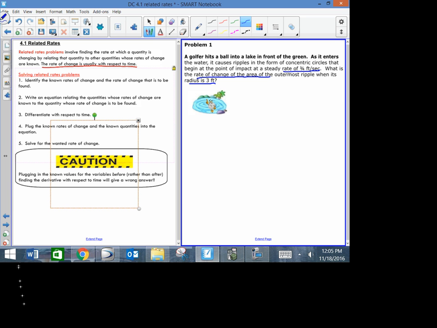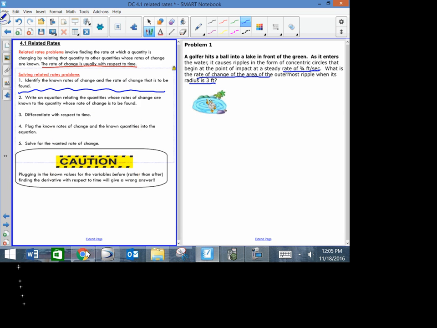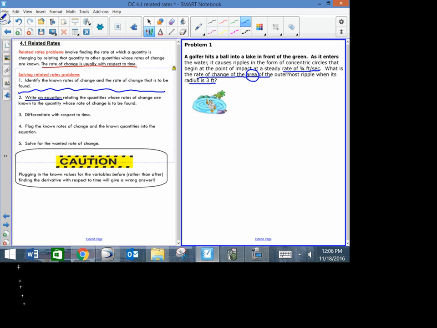Okay, so we are to identify the known rates of change and the rate of change that is to be found, and write an equation. These kind of have to go together because you can't really determine a variable until you say, oh wait, I don't need that. You wouldn't start with circumference because it doesn't mention it. So what are we talking about? Area of what shape? And what's the formula for area of a circle? A equals pi r squared. Okay, that's a circle.